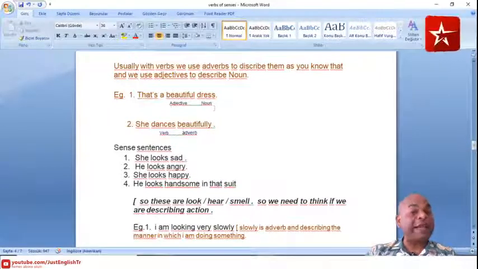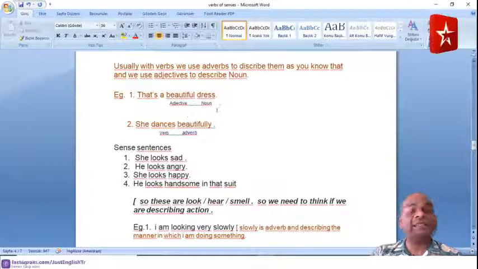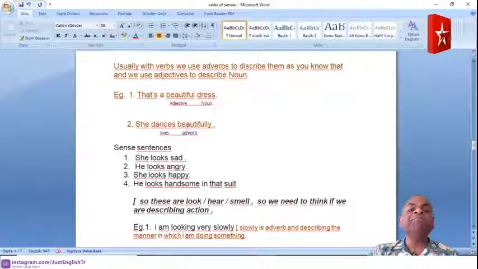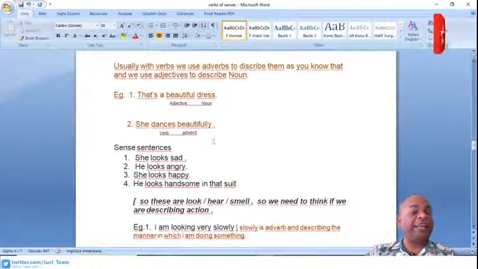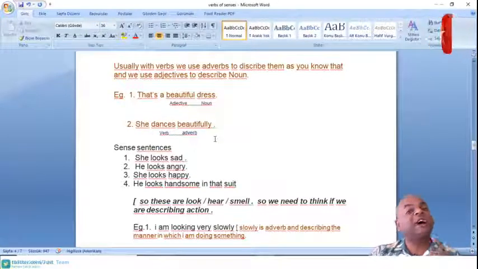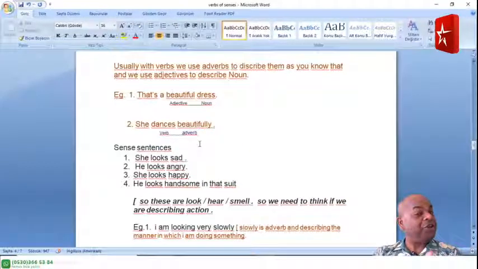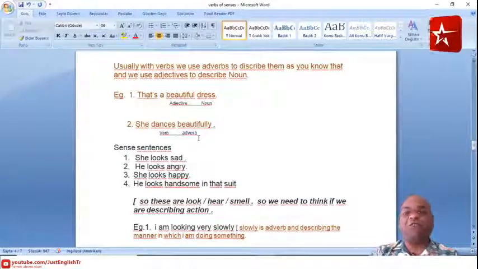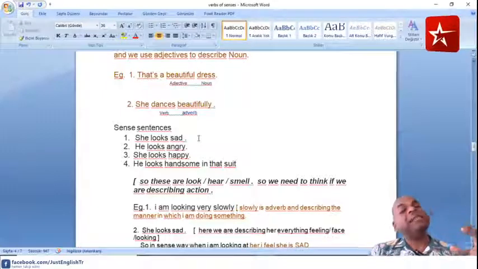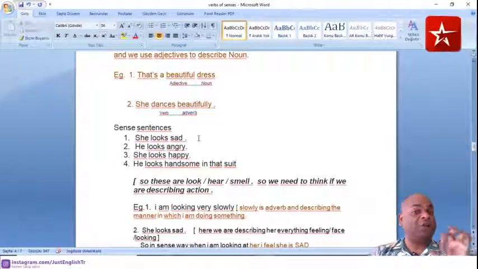That's a beautiful dress. Now here when you say beautiful dress, remember beautiful is your adjective and dress is your noun. Alright? Number 2. She dances beautifully. Now here, students, remember dances is your verb and beautifully is your adverb. Alright? Not to forget that. And now the same sentences, we go into the sense sentences and we talk about that.